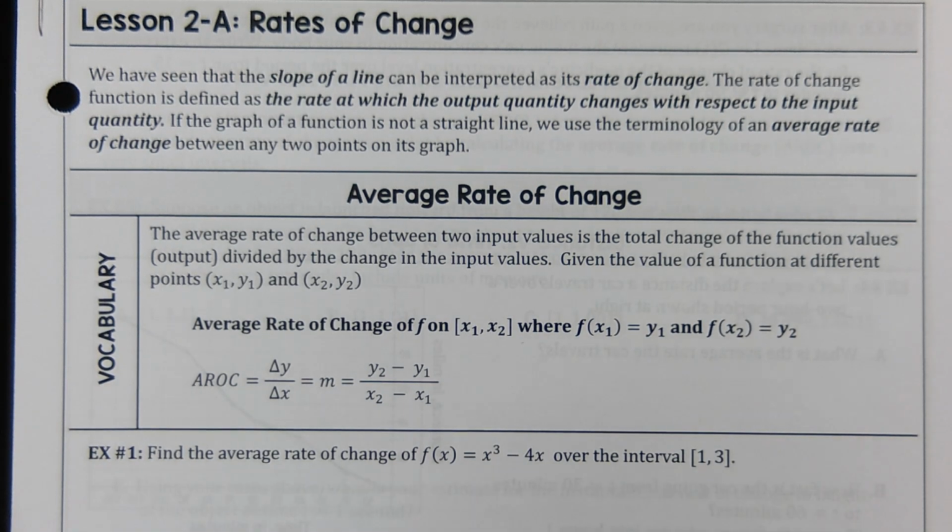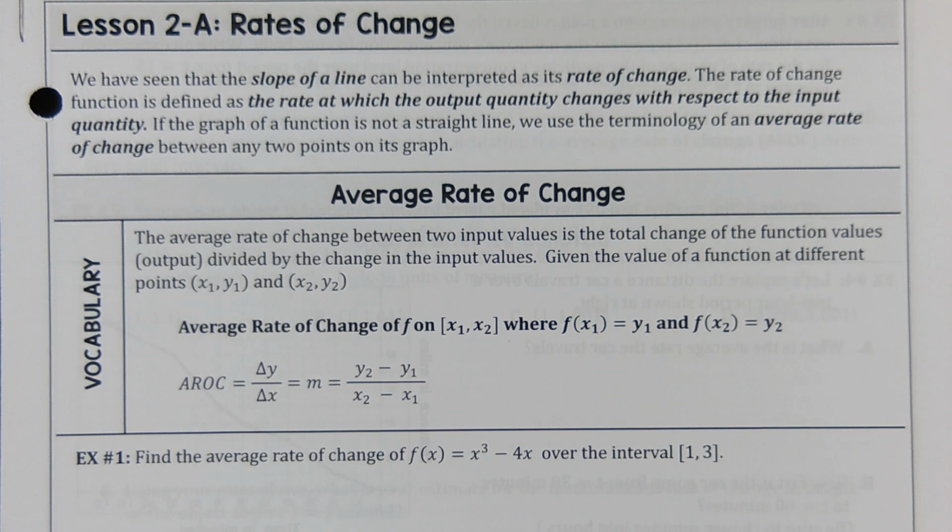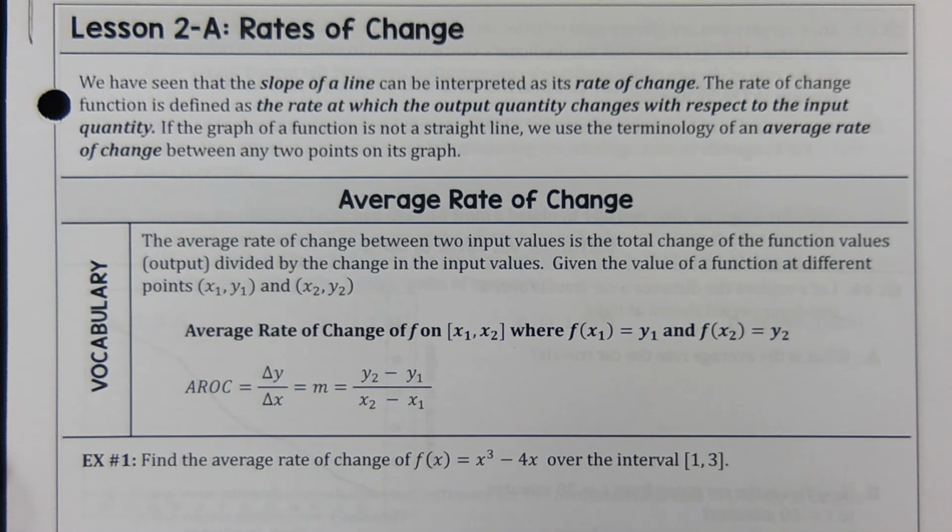You have seen that the slope of a line can be interpreted as its rate of change. Actually, the slope is literally known as the rate of change. The rate of change function is defined as the rate at which the output quantity changes with respect to the input quantity. Basically, what are the y's doing as x gets bigger?